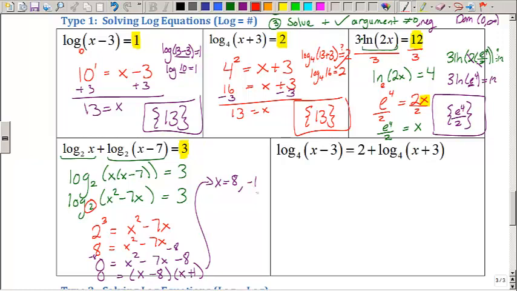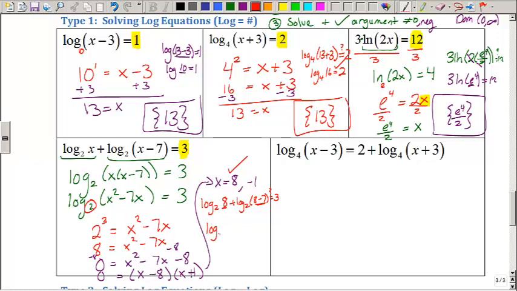And you have to make sure that when you plug in 8 to both terms that it doesn't make either negative. So I have log base 2 of 8 plus log base 2 of 8 minus 7, supposedly equal to 3. This argument is positive. 8 minus 7 is 1. 8 is positive. So 8 checks out as non-extraneous. I didn't check for accuracy, but I did check for extraneous.